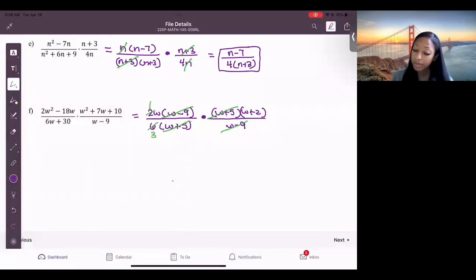All right, now we've gotten everything. In our numerator, what's left? We have a w and a w plus 2. So w times w plus 2. And in our denominator, we're just left with this 3. That's it. So yeah, w times w plus 2 over 3.